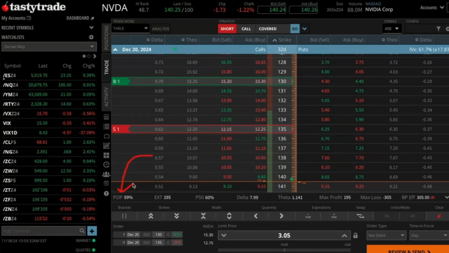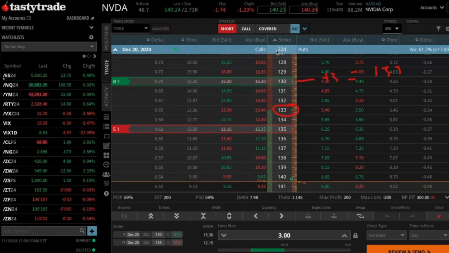Now, how does that work? Well, let's do easy math. Let's say we're buying this for $3. If we add $3 to that 130, so plus $3, that's going to equal 133. So we need it to be above 133 at expiration. It's already above that right now, right? Because this is in the money.